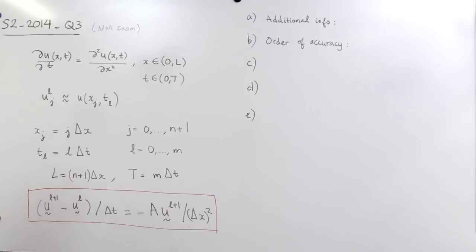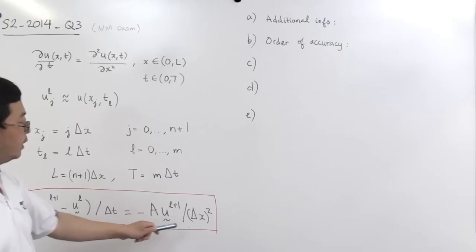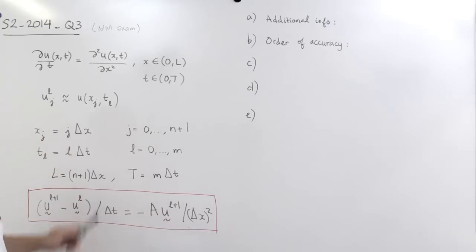okay? So look at this one. So U, so this is a vector, right? It contains the values of, like on the j from 0 to n plus 1, yeah? And then at l plus 1, so it's a vector. And this one is a vector as well. And A is a matrix, okay? And delta t is the time step, delta x is the space step, okay? So now we go to the question.